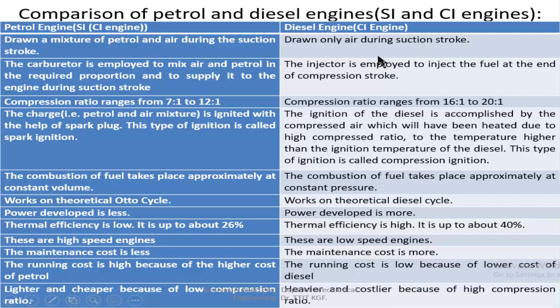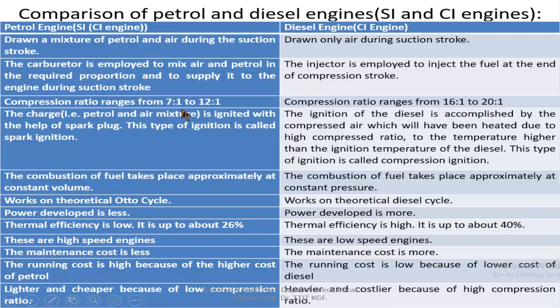Only the air will be taken in, and the carburetor will be used for mixing air and fuel, which will be supplied through the inlet port. But here the fuel injector will be used to supply fuel to the cylinder, which will be sent at the compression stroke. And the next one is compression ratio.